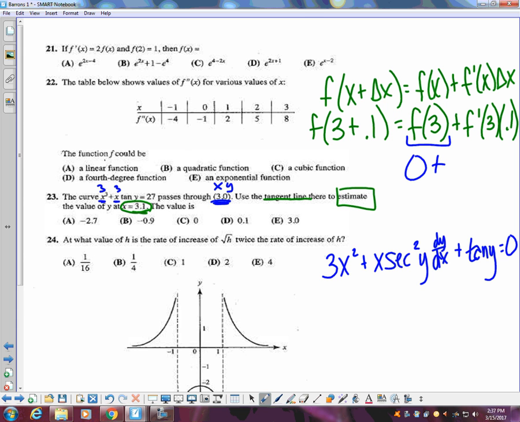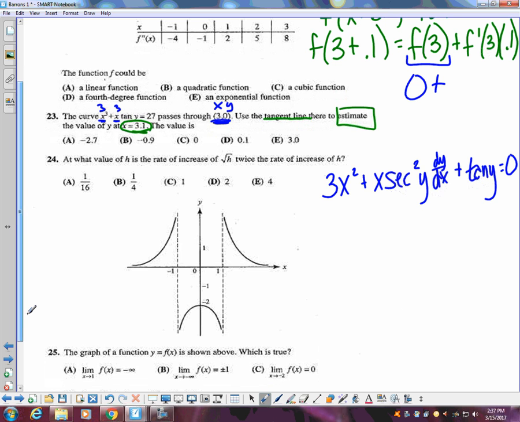Okay, plug in what for x and what for y? 3 for x and 0 for y. Good. So 3 squared is 9. 9 times 3 is 27. Plus 3 times secant squared of 0 dy dx, or you could change that to y prime, plus tangent of 0 equals 0.